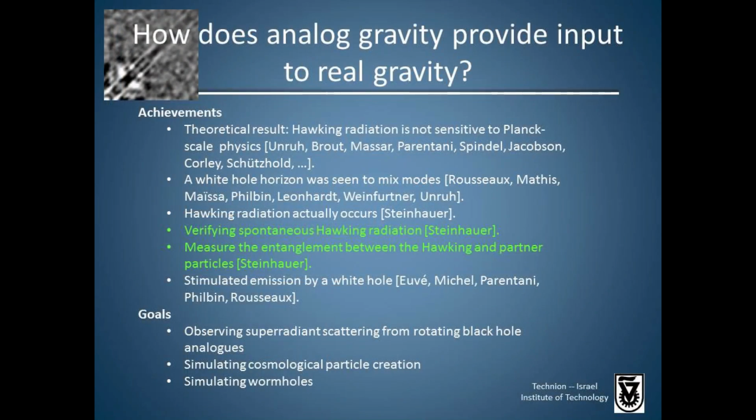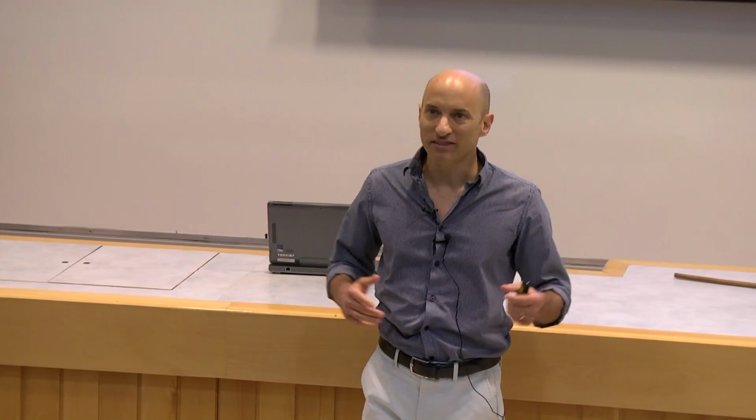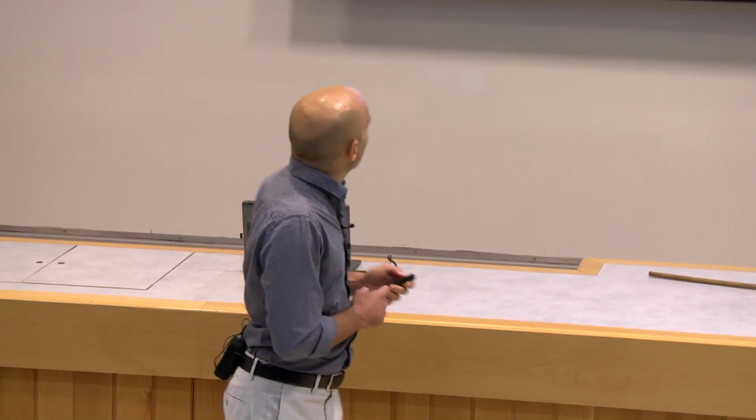So in general, the field of analog gravity, how does it provide input to real gravity? I'm interested in studying analog gravity to learn something about real gravity and real black holes. So here are the achievements to date. First of all, there's a theoretical result that Hawking radiation is in fact not sensitive to Planck scale physics. One does not learn about these ultra-short length scales by studying Hawking radiation.